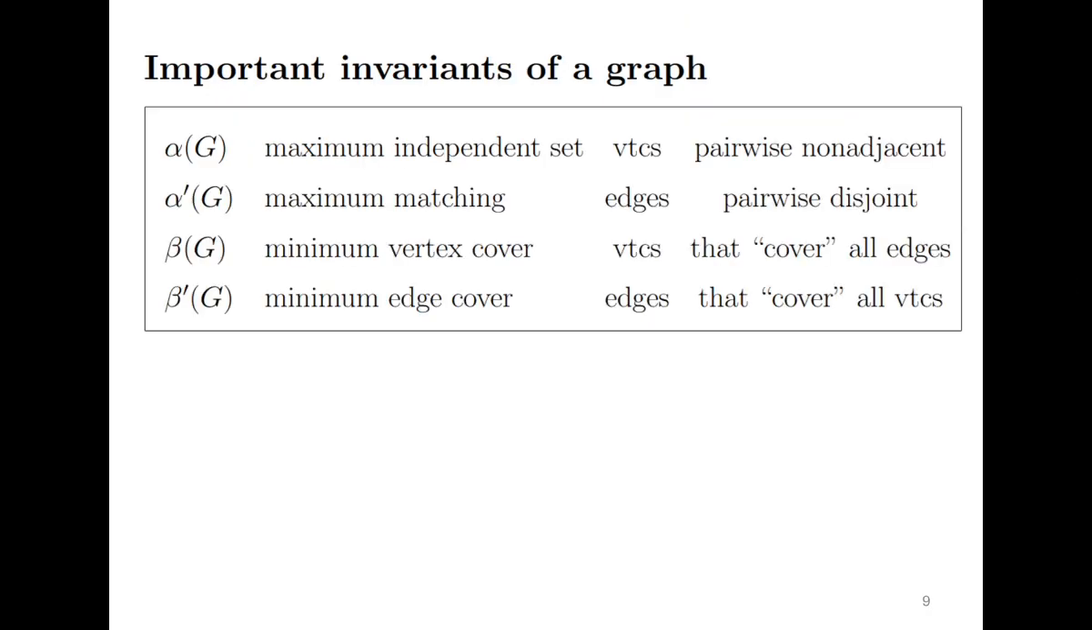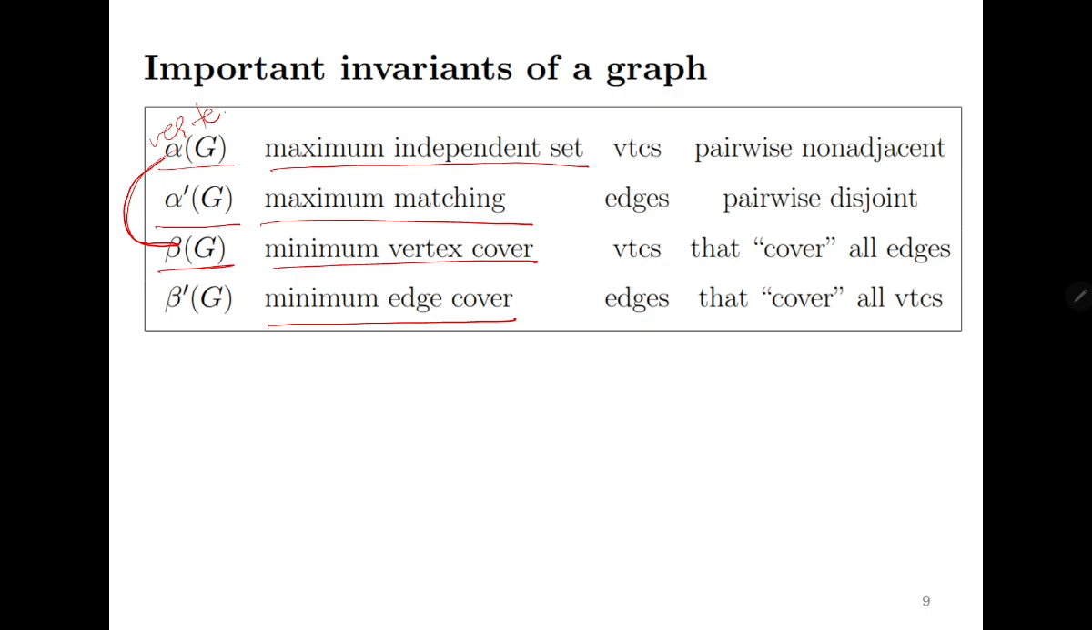So these are the invariants which we have discussed so far: maximum independent set, which is alpha G; maximum matching, which is alpha dash G; vertex cover, which is beta G; and edge cover, which we will discuss. The important observation is that these two invariants are related to the vertex set, while these two invariants are related to the edge set.